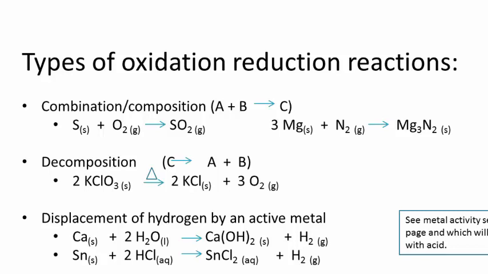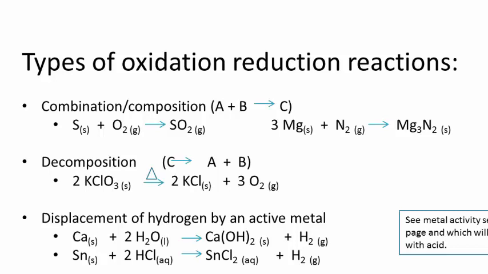But also other elements can react together, other A's and B's, such as magnesium can react with nitrogen to form magnesium nitride. Now, either of these types of reactions is actually an oxidation reduction reaction. If we go back to the sulfur plus oxygen to form sulfur dioxide, sulfur becomes oxidized from oxidation number 0 to plus 4, and the reactant oxygen becomes reduced from oxidation number 0 to minus 2.